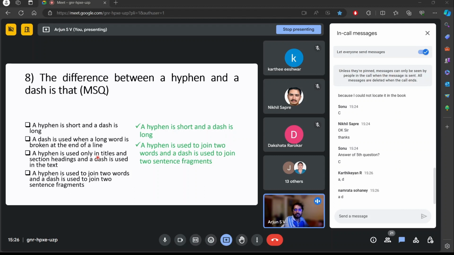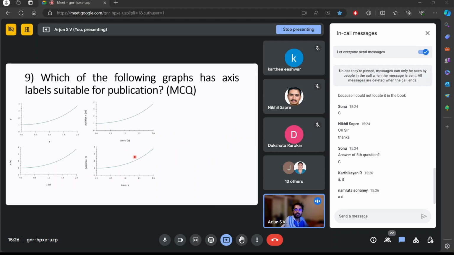Whenever we are writing an article, and a word tries to go to the next line, we use a dash so that the word can continue into the next line as well. A hyphen is usually used to join two different words. Karthikeyan and Namrata, A and D are correct. So I'll move to the next question.